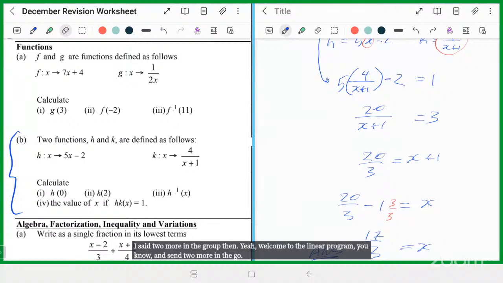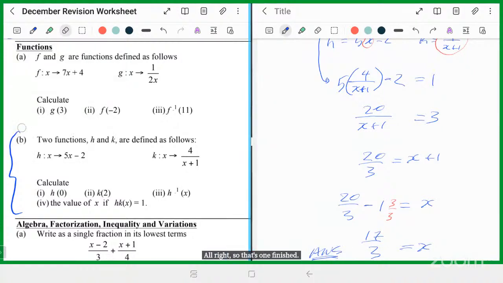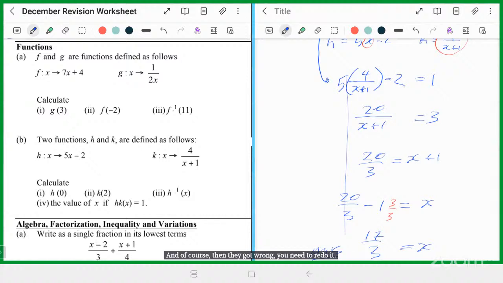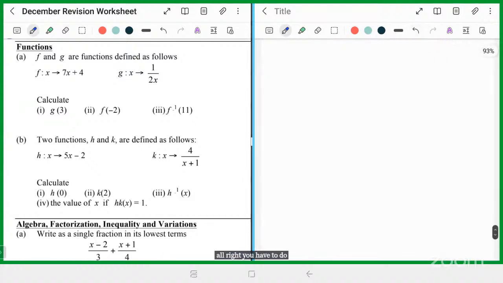All right, so that one finished. Remember, any question you didn't do, you need to go and do it. And the question you got wrong, you need to redo it. You have to do the questions. Watching me do the questions is not enough. Yes?